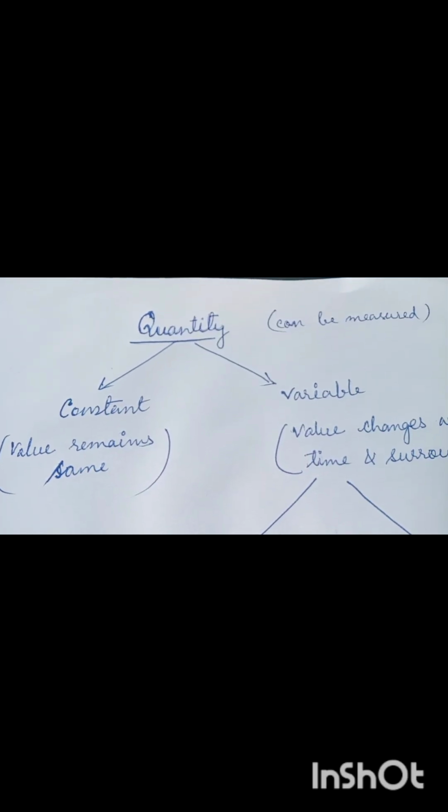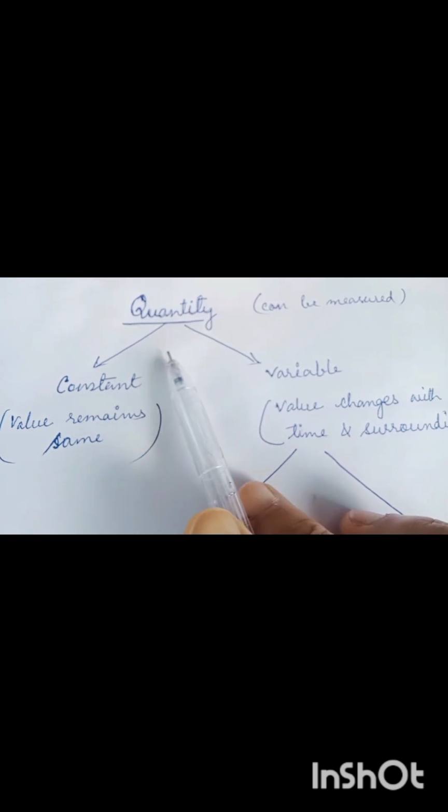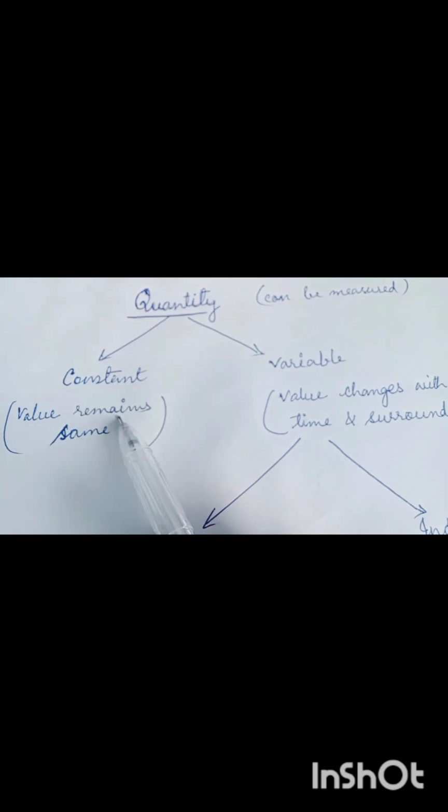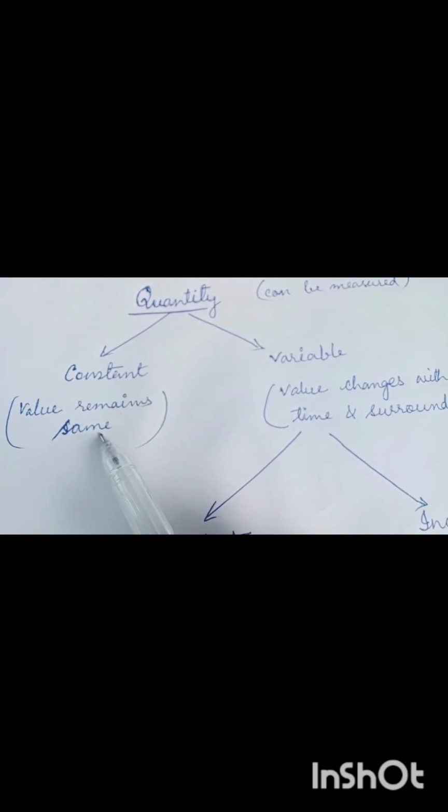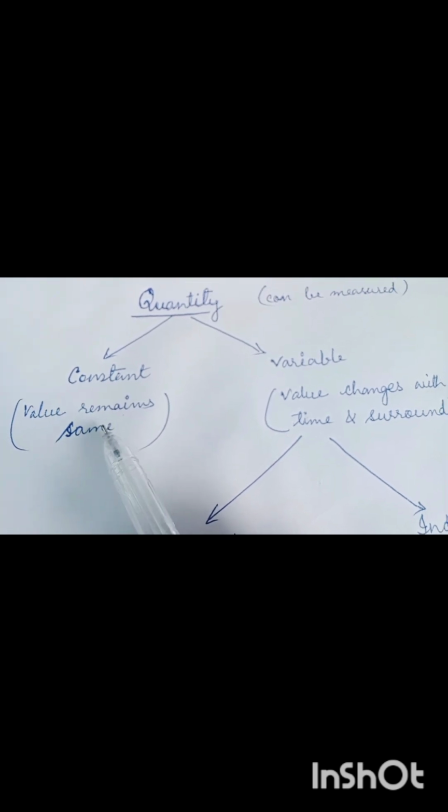Dear students, anything which can be measured is called a quantity. For example, mass, length, time, current, temperature, etc. Quantities are of two types. The quantity whose value remains the same with respect to time or with respect to space, that means in any surroundings, is called a constant.